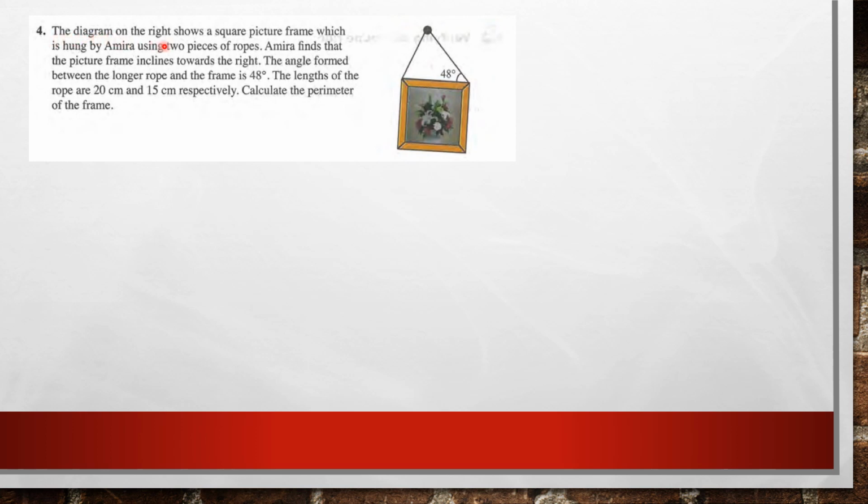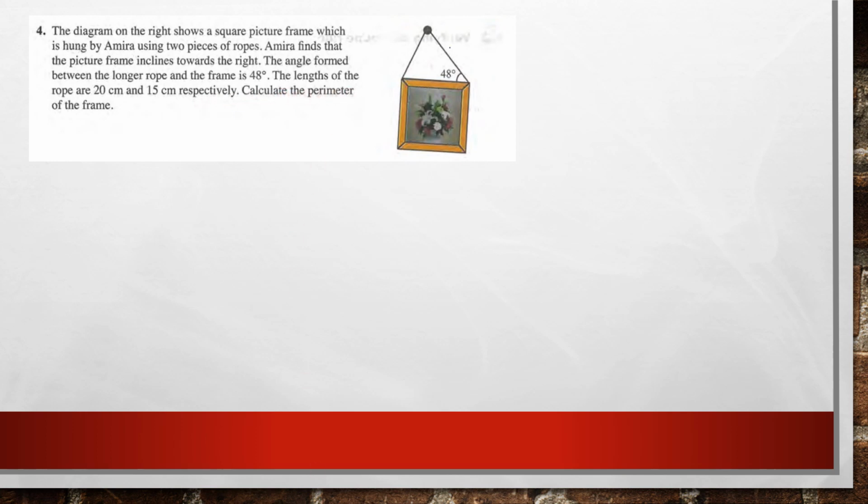The diagram on the right shows a square picture frame which is hung by Amira using two pieces of rope. Amira finds that the picture frame inclines towards the right. The angle formed between the longer rope and the frame is 48. So this side is the longer rope, and the angle between the rope and the frame is 48. The lengths of the ropes are 20 and 15 respectively. Calculate the perimeter of the frame.